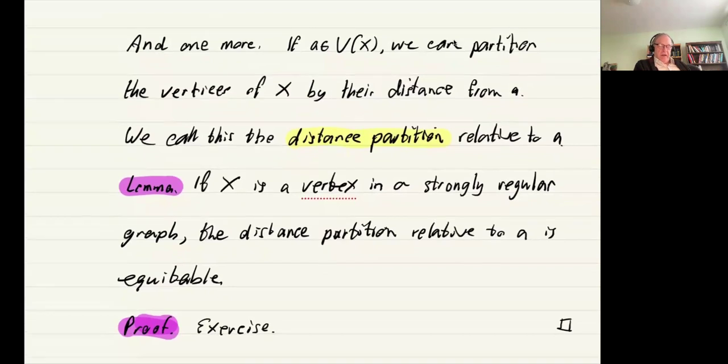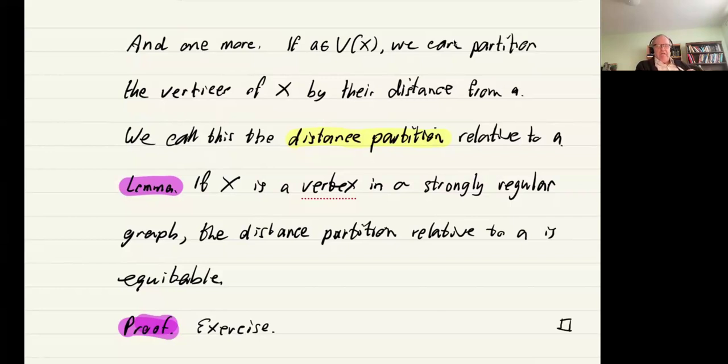Well, another example is you take a strongly regular graph, pick a vertex, and you can define the distance partition. You partition the vertices of the graph according to the distance from your chosen vertex. So take a strongly regular graph, pick a vertex, and partition by distance. You get a partition with three cells: the vertex, the neighbors, and then the things at distance 2. That is a distance partition, and I'm going to give you the chance to prove that the distance partition with respect to a vertex in a strongly regular graph is always equitable.